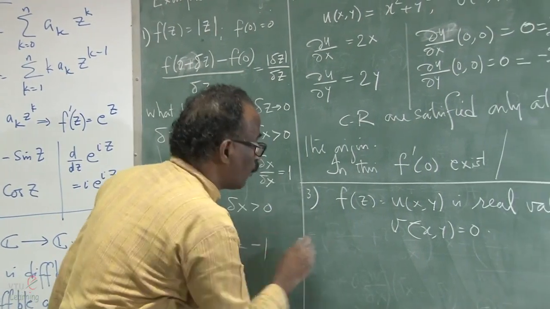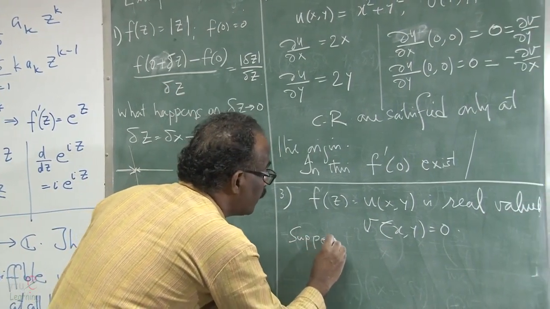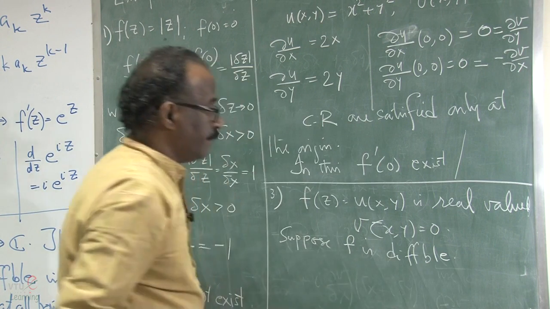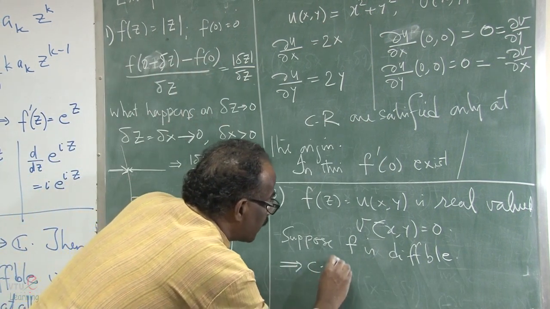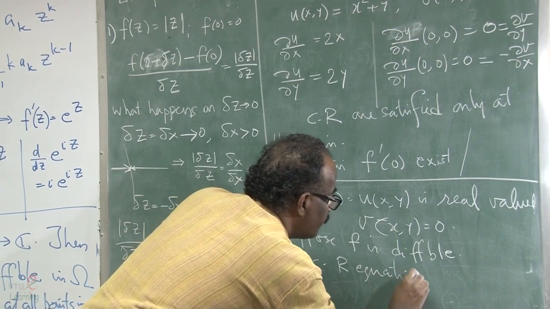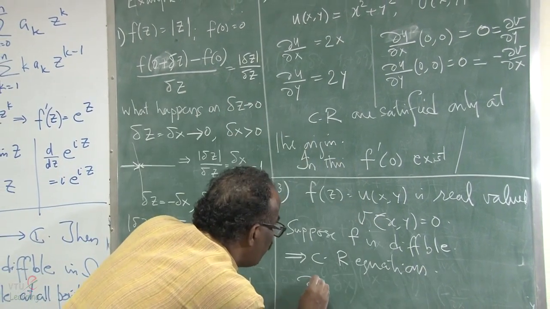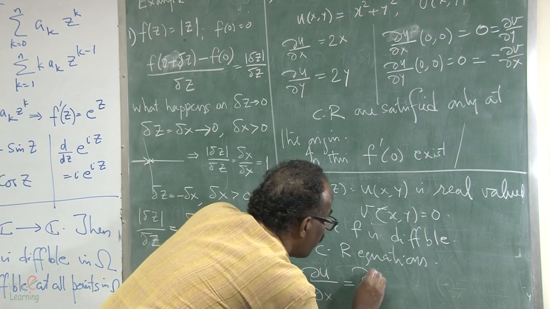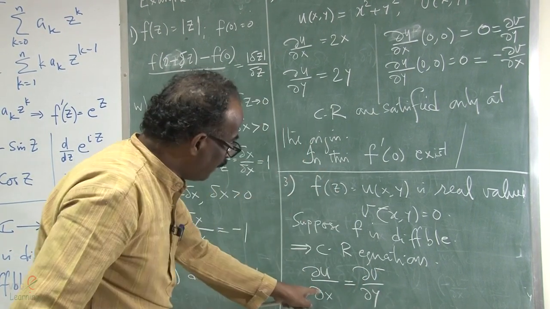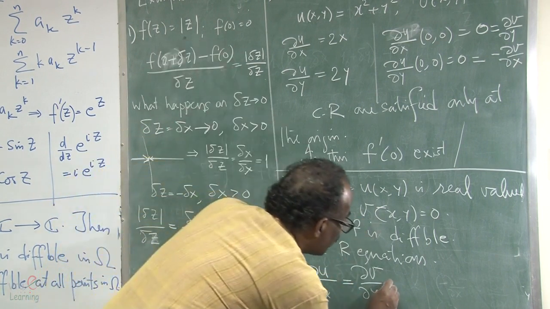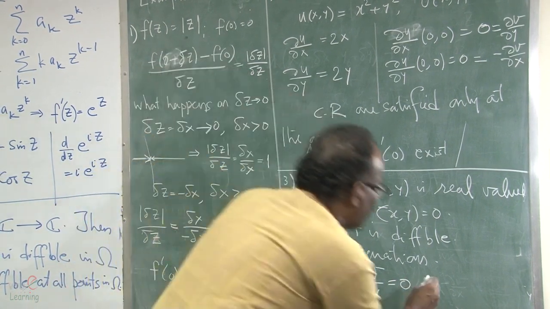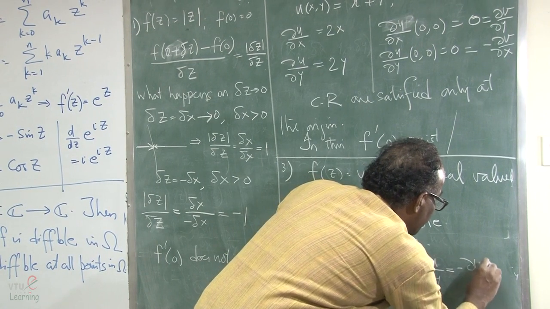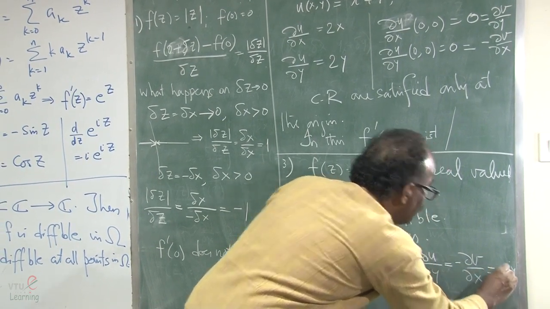Suppose f is differentiable. That implies the Cauchy-Riemann equations. That means my du by dx should be equal to dv by dy. But v is equal to 0, so that implies du by dx is 0. Similarly, du by dy is equal to minus dv by dx, which is again 0.